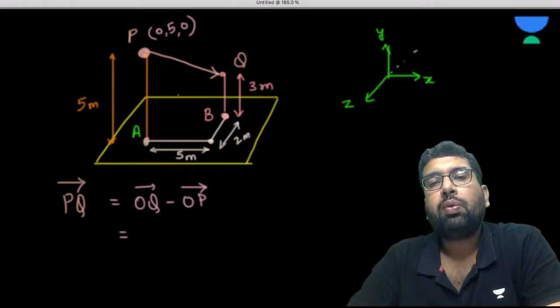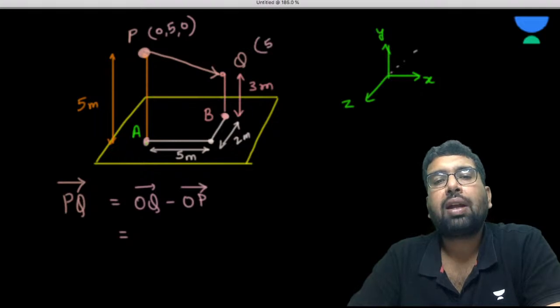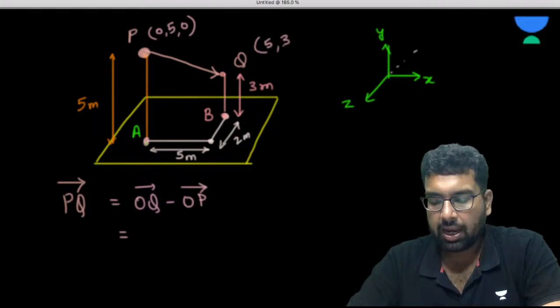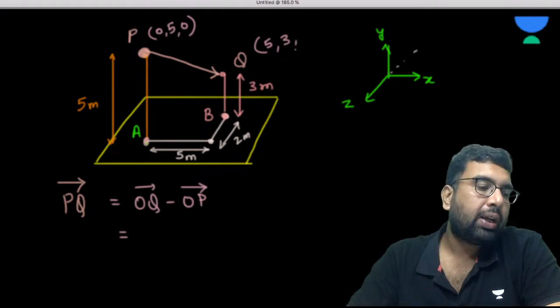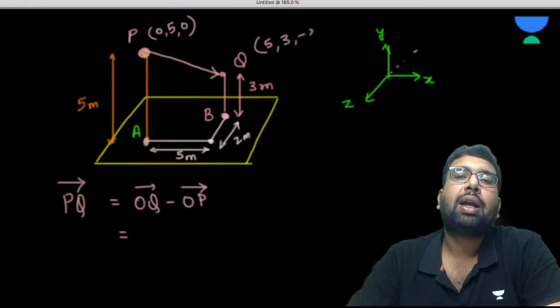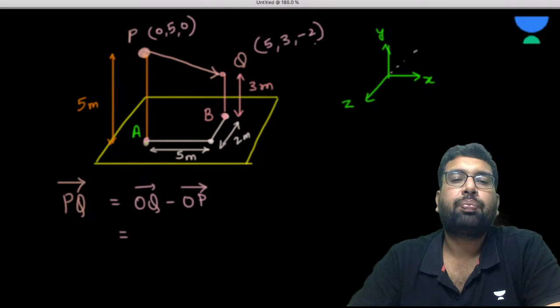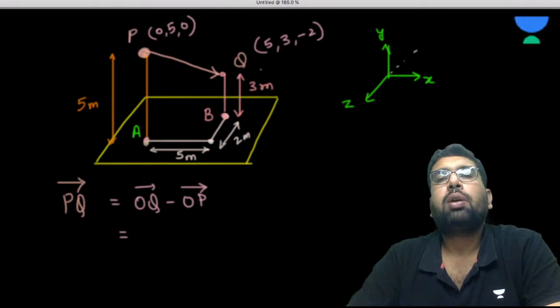Okay, now similarly, what is the coordinate of Q? In Q, we have moved 5 in X, then the pole is 3 meter high, and we moved in minus Z. So we moved minus 2 in Z. So what are the coordinates of this Q? It is 5, 3, minus 2.